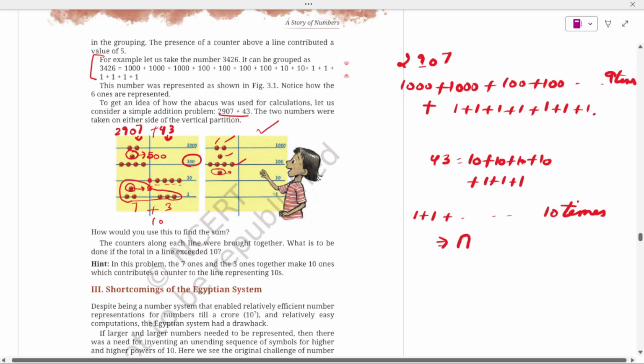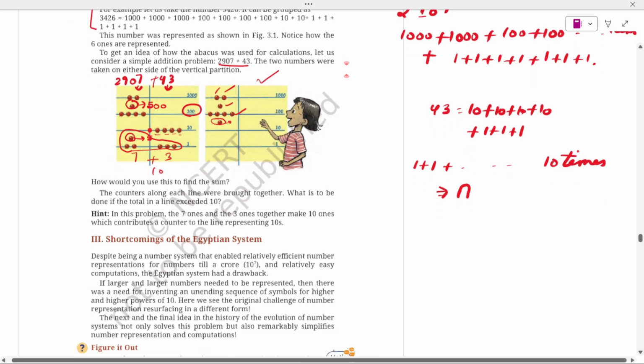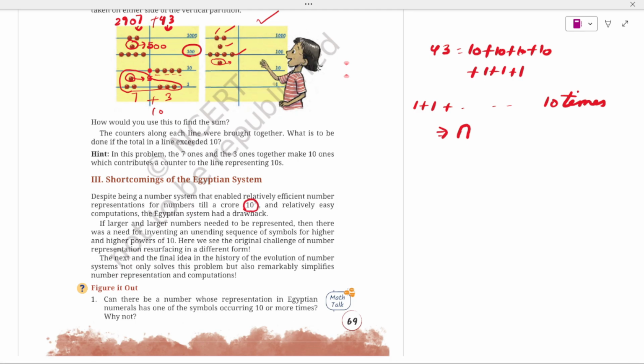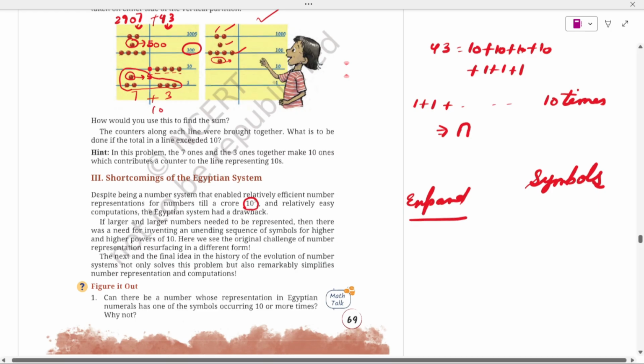The answer of 2907 plus 43. What were the shortcomings of the Egyptian number system? The shortcoming is only that they go till 10 raised to 7. So if we want to expand, we are lacking symbols. We are not having symbols to expand our number system. This is one of the major challenges.